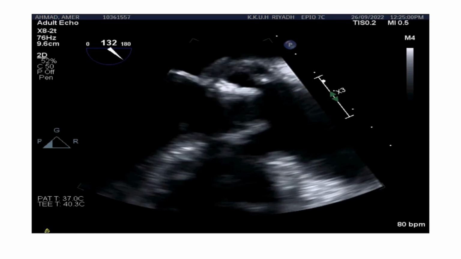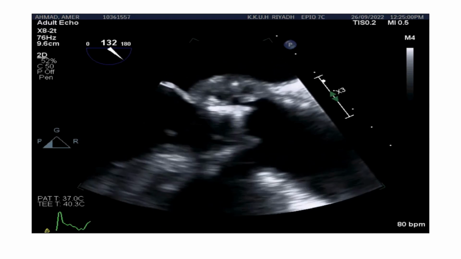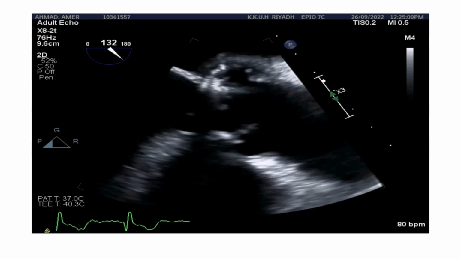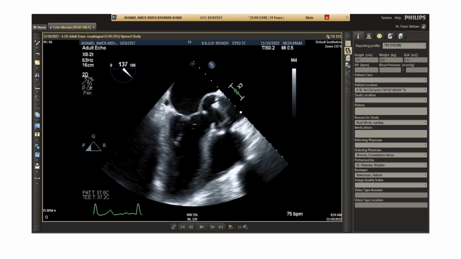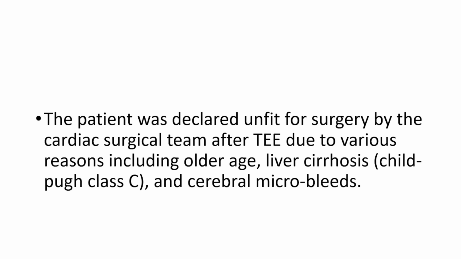Okay, so this is again a tissue bioprosthetic valve. This is a fixed picture. Then the patient was discussed in our departmental meeting, and the case was declared unfit for surgery. Why? The reasons they stated were old age, 74 years, liver cirrhosis, referred to gastro, Child C class, and also multiple cerebral microbleeds.